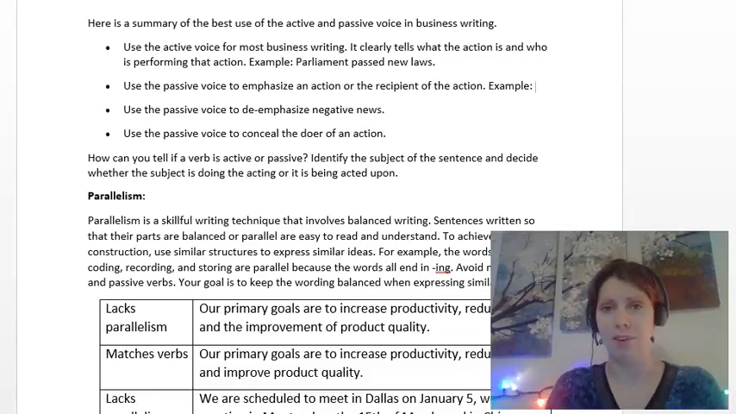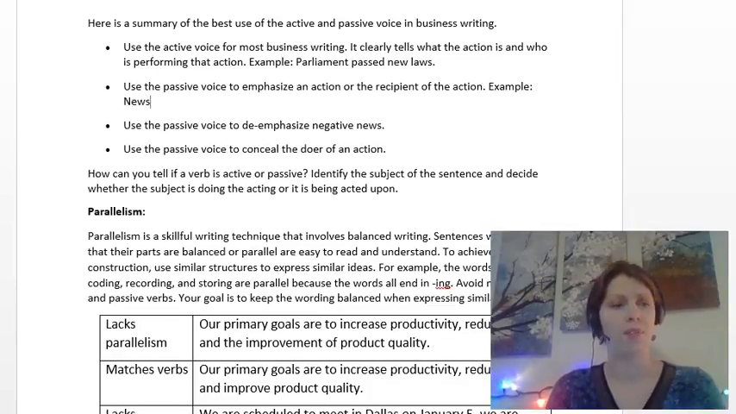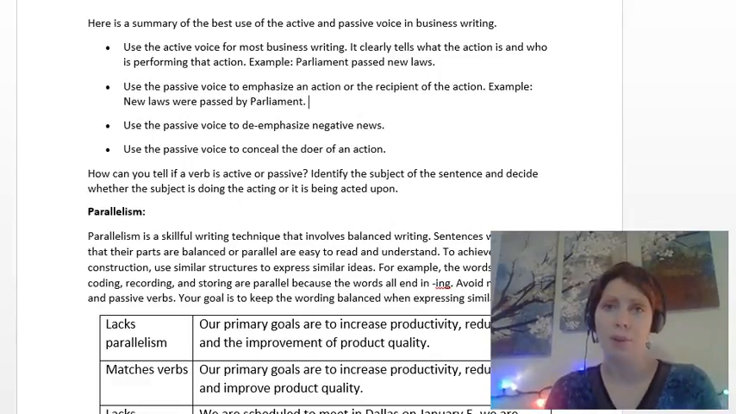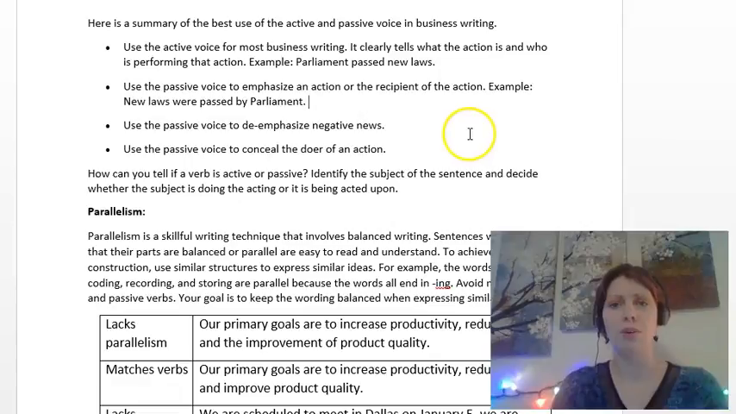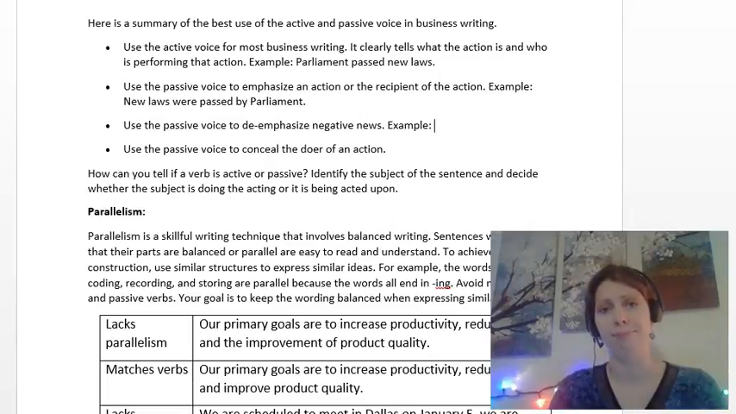Use the passive voice to de-emphasize an action or the recipient of the action. Like, new laws were passed by Parliament. You'll notice that when you read a sentence like this, your focus is now on the fact that new laws were passed, not by who passed them.